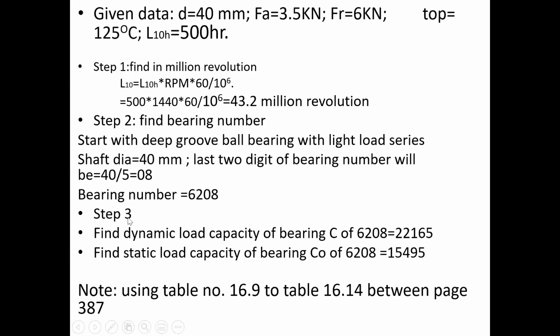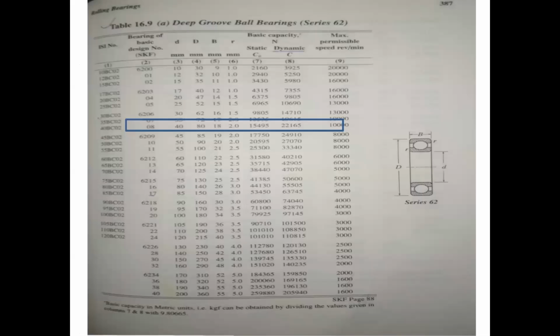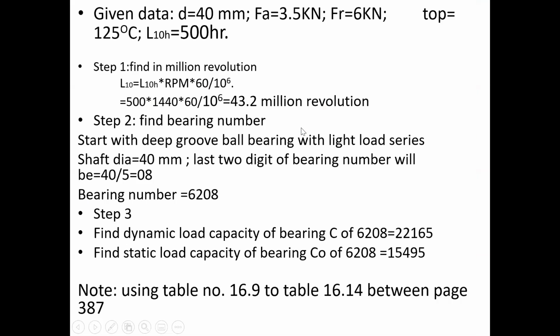In the third step, we have to find out the dynamic load capacity of the bearing C and the static load capacity of the bearing C0 from our machine design data book, from table number 16.9. This is 16.9. Our selection is 6208. The 6208 is here. We have noted down the C0 value and C value. C0 value is 15,495. C value is 22,165. So we have written down these values C and C0 here.